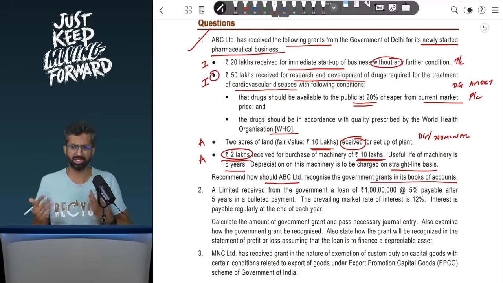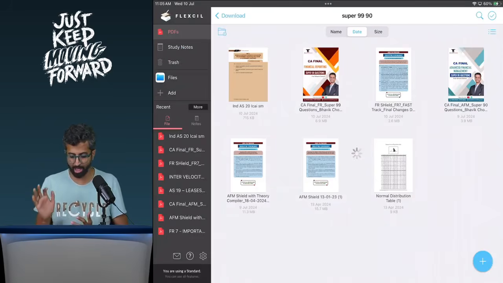So these are the various types of grants which can be accounted in your respective books. So this kind of takes care of Ind AS 20.